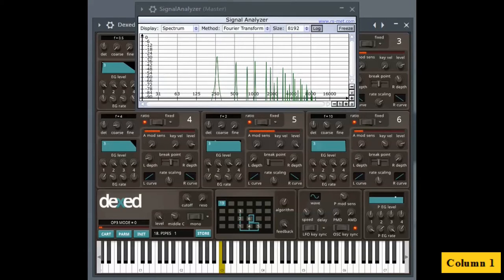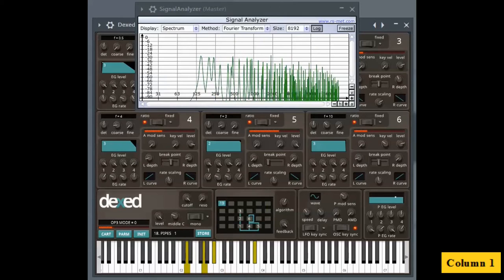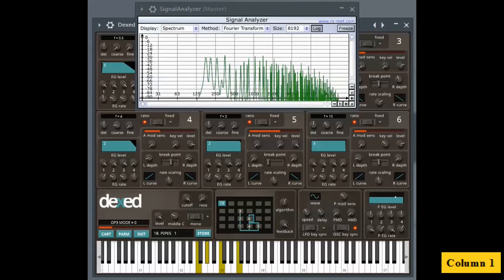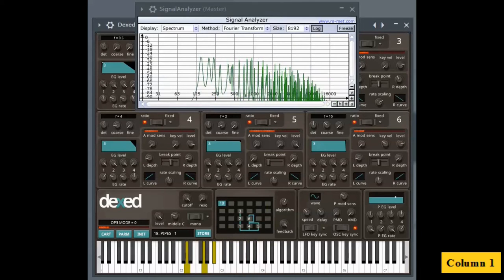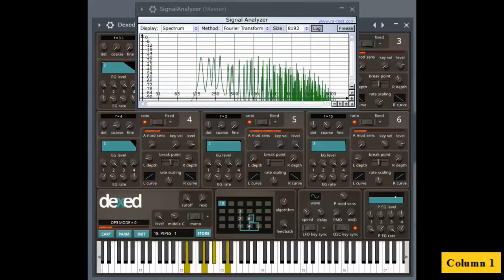Another nice example is preset number 18 from the same ROM cartridge, Pipes 1. Here, Constellation 3 is used for modulating two different carrier frequencies by the same modulator frequency to get two different ratios, 4 to 10 and 2 to 10, with the same modulation envelope.